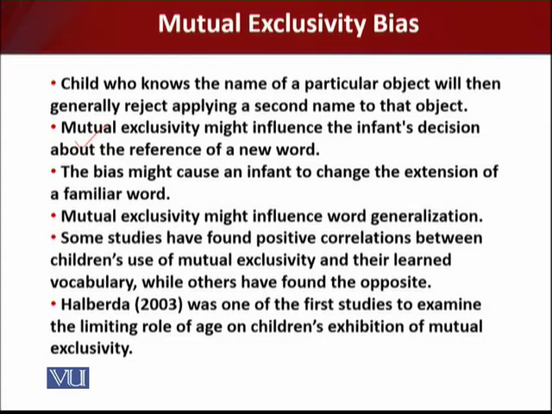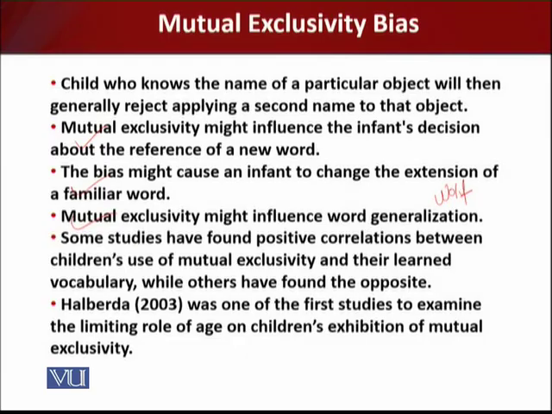Next, the bias might cause an infant to change the extension of a familiar word. In this case, a child might remove wolf from their extension of dog upon hearing an animal labeled a wolf. This can be called the correction effect. As well, the bias might compel an infant to reject a new word, for instance, rejecting wolf in favor of dog. This is the rejection effect. Then we have mutual exclusivity, which might influence word generalization. In this case, if a child knows an object to have a particular name, the child should not generalize other names to it. So this is called the restriction effect. Now we have the correction effect, the rejection effect, and then the restriction effect.